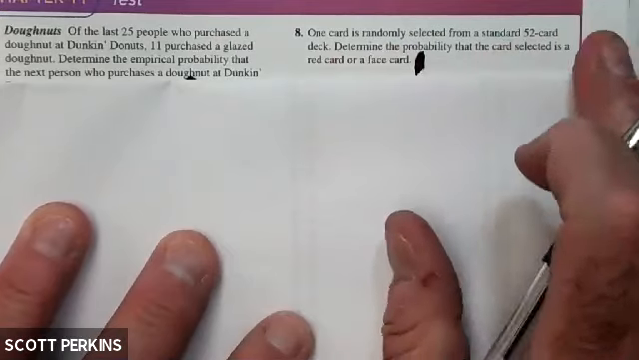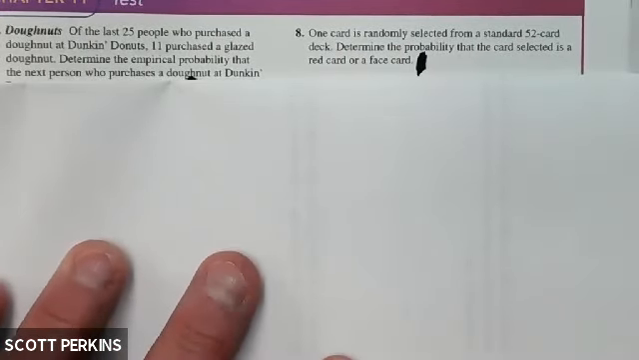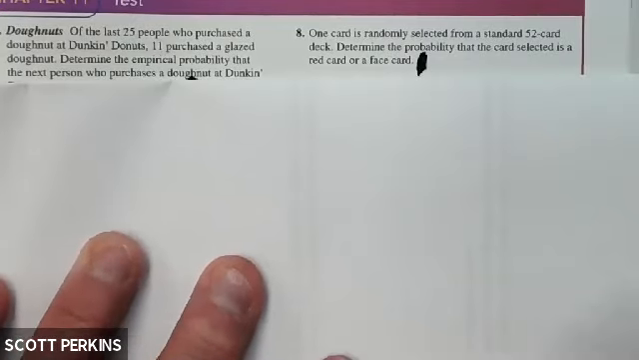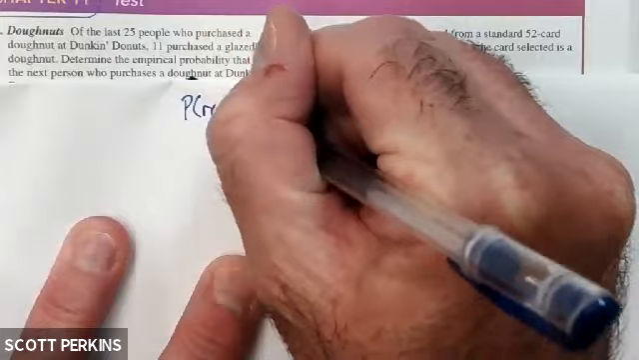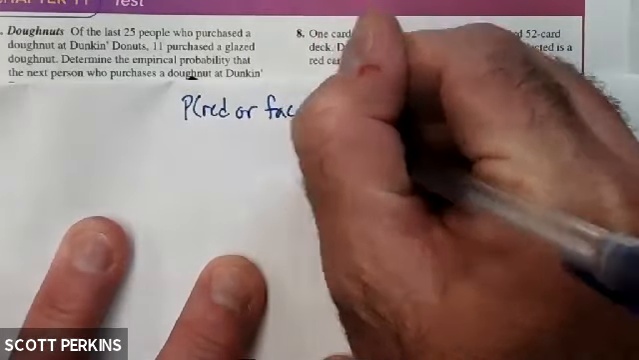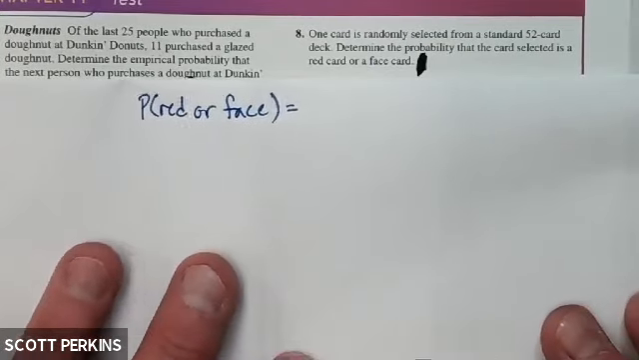Okay, so this one says we're selecting a card randomly from a 52 card deck. What's the probability that the card is red or a face card? So we want the probability that it's red or a face card. So this is another OR problem like we did previously. I just want to make sure that we're reviewing it adequately.